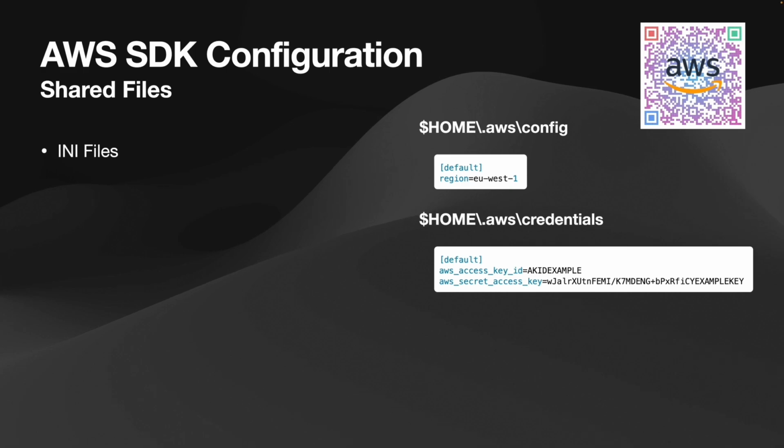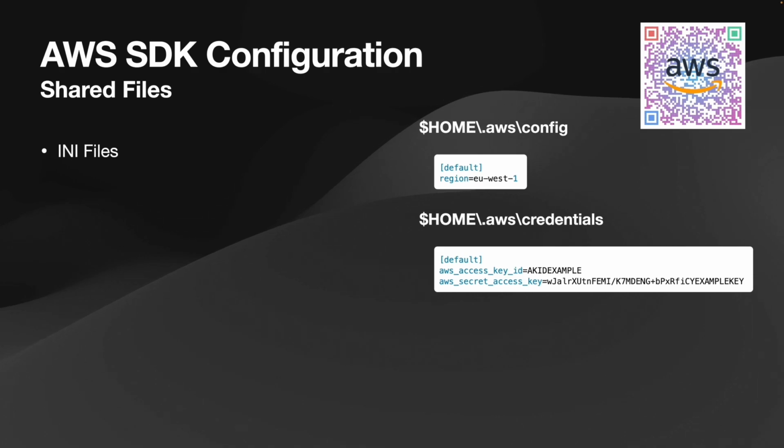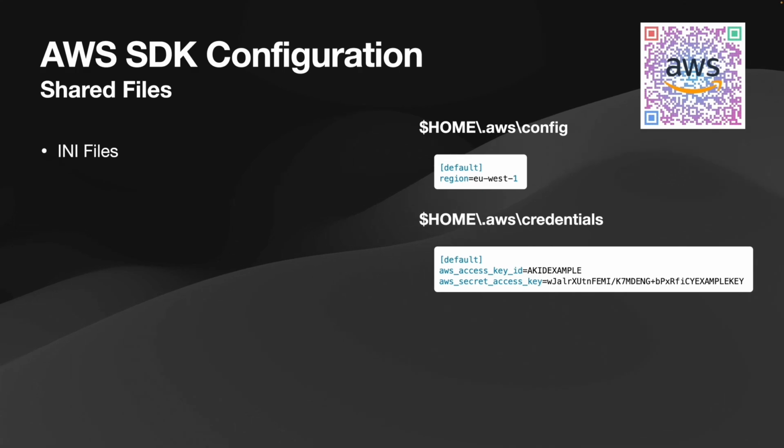So, the shared files are ini files, and we can see examples of them here. In your home folder or your user profile folder, there's a .aws folder, and that will contain two files if you have a configured AWS CLI or SDK. The first one, config, is general settings.